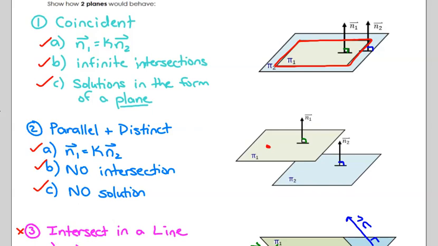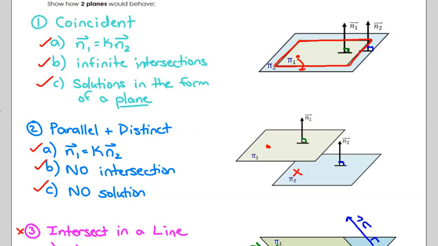say, well, if there's a point on this plane and it does not exist over here, then that means that we must have distinct planes. Whereas if we have a point that exists on the plane, but it also exists on the other plane as well, then it must be coincident. So like I said, let's go over some examples.